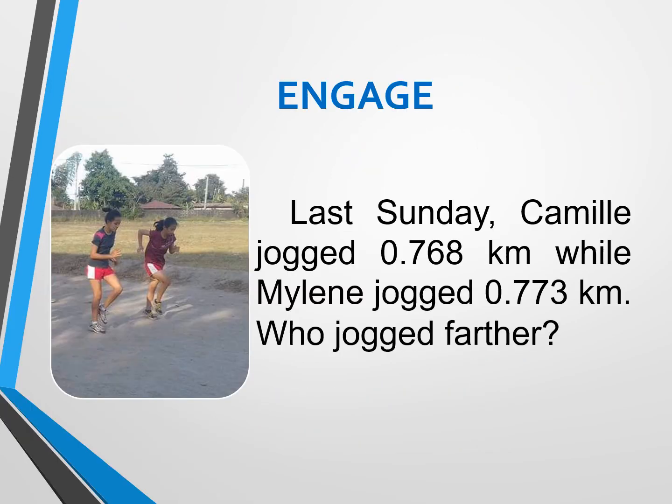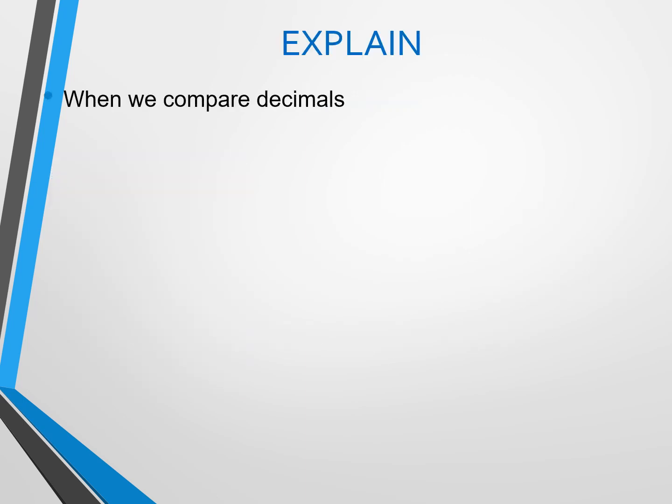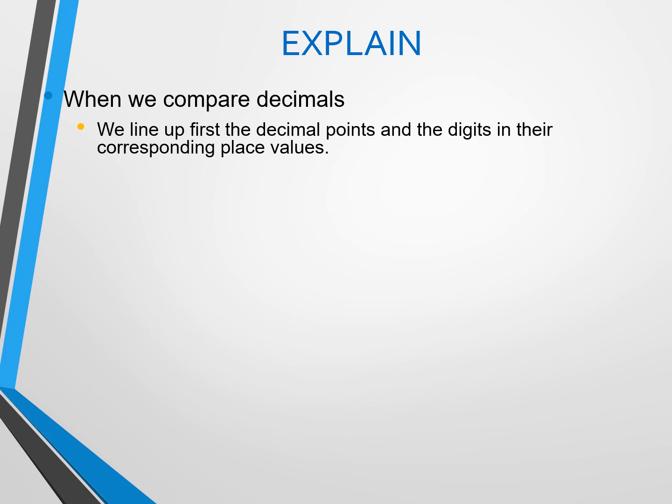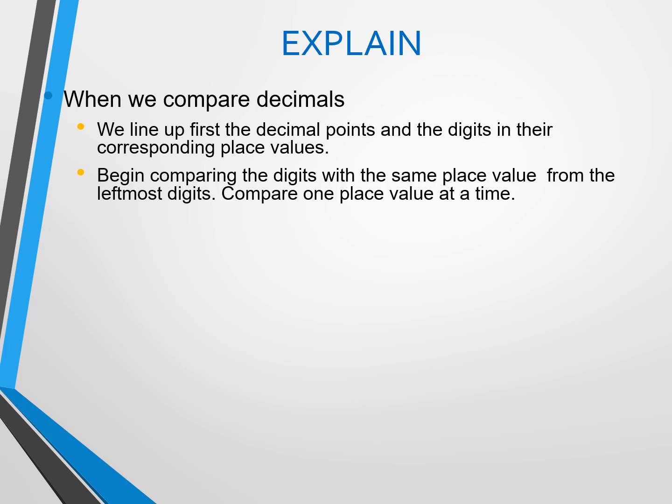Okay, let's start. To begin with, let's read the word problem. Last Sunday, Camille jogged 768,000 kilometers, while Mylene jogged 773,000 kilometers. Who jogged farther? So let's find out. When we compare decimals, we line up first the decimal points and the digits in their corresponding place values. Begin comparing the digits with the same place value from the leftmost digits. Compare one place value at a time.